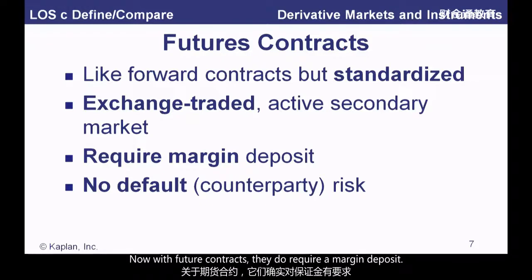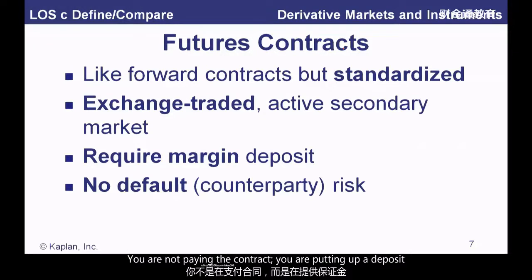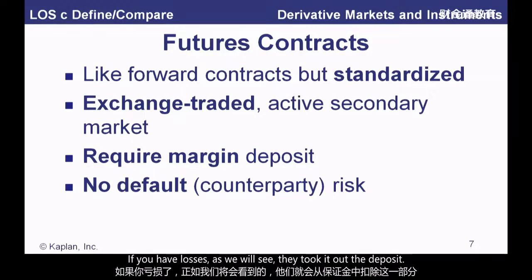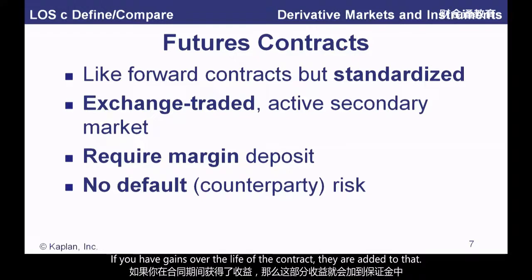Now, with futures contracts, they do require a margin deposit. You're not paying for the contract, you're putting up a deposit that guarantees you'll perform. So if you have losses, as we'll see, they take it out of that deposit. If you have gains over the life of the contract, they're added to that.